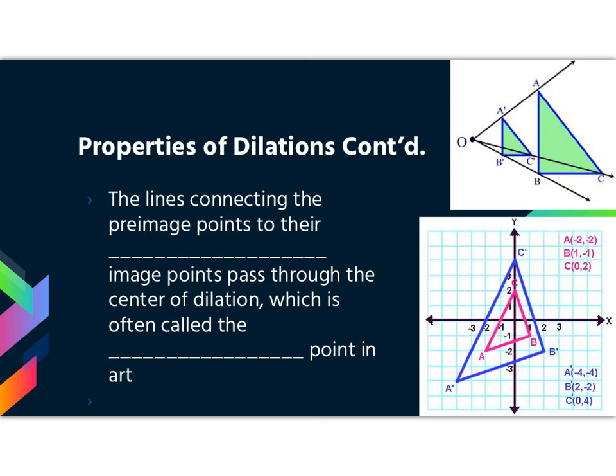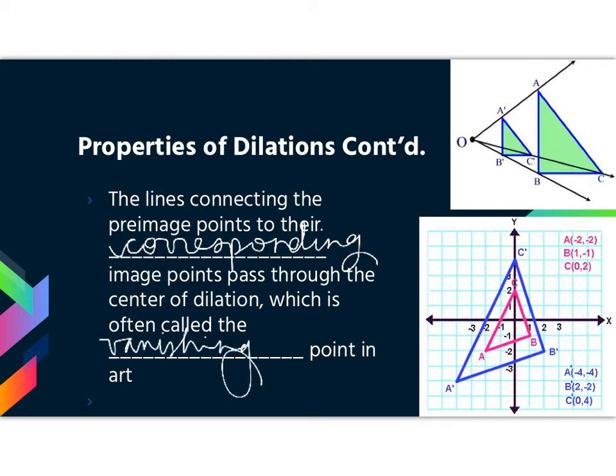There's something else really special about dilations. The lines that connect the pre-image points to their corresponding image points pass through the center of dilation. And the center of dilation is often called the vanishing point in art. So if you look at this top right picture, the one without the grid lines, you can see what it's talking about because you have your pre-image coordinate A and then its image coordinate A prime. So that's what we're talking about with corresponding image points.